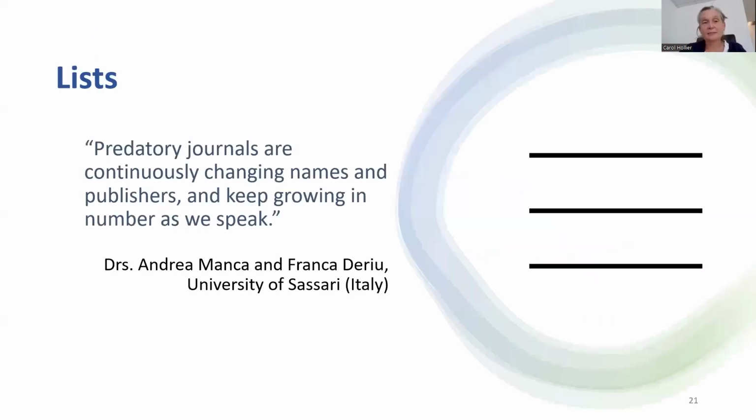So if we look at lists, the great difficulty with lists, I think, is summed up in this quote, that predatory journals are continuously changing names and publishers, and they keep growing in numbers as we speak. So it's a big job to keep on top of what's a predatory journal now. What's the current list? So you can have lists, but are they up to date? They are not necessarily up to date.